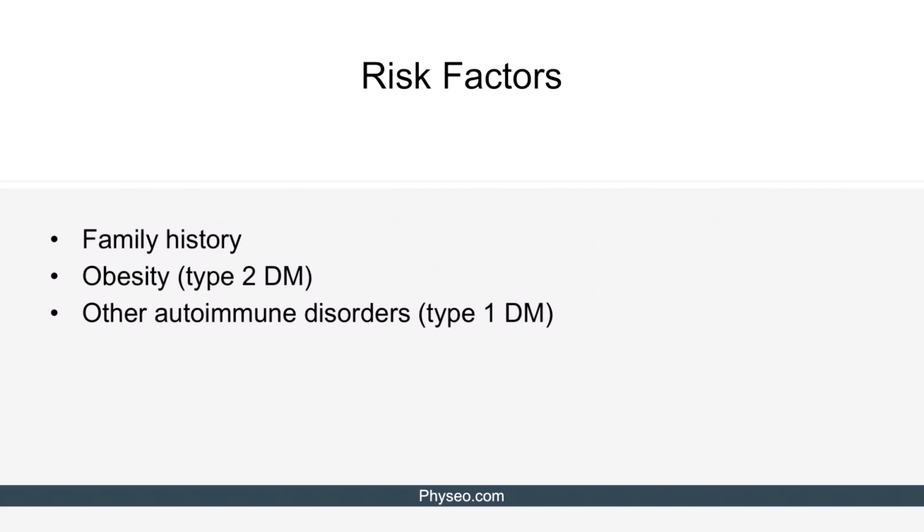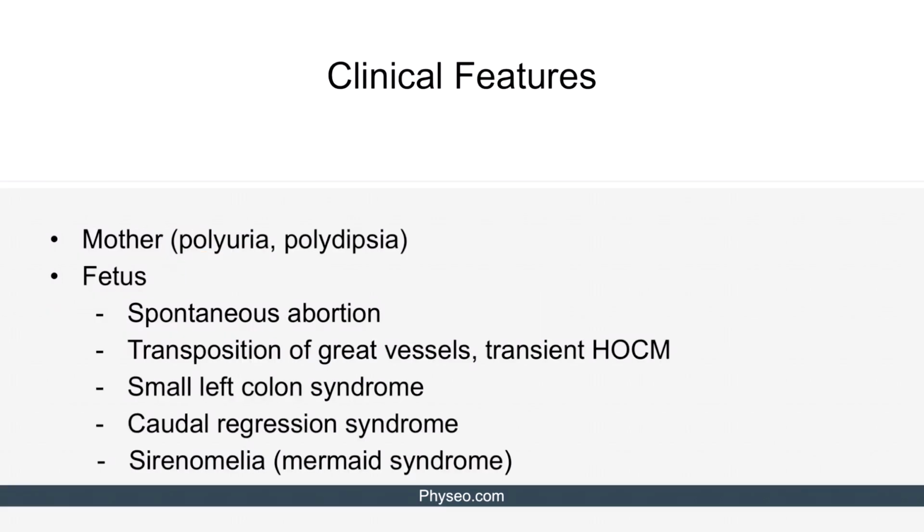Okay, now let's discuss some risk factors. First, family history contributes to the development of both type 1 and type 2 diabetes mellitus. Secondly, obesity is a well-documented risk factor. Finally, the presence of other autoimmune disorders such as Hashimoto thyroiditis or SLE predispose the patient to having type 1 diabetes mellitus. All right, now let's talk about clinical features. Signs and symptoms of pregestational diabetes in the mother are those that we classically associate with diabetes, such as polydipsia and polyuria.